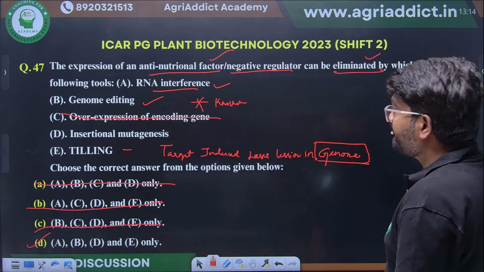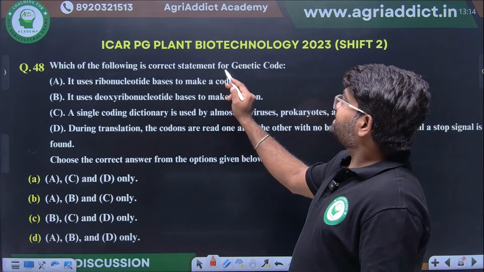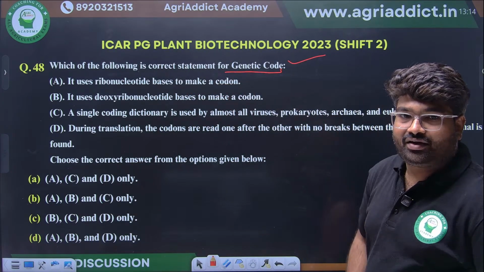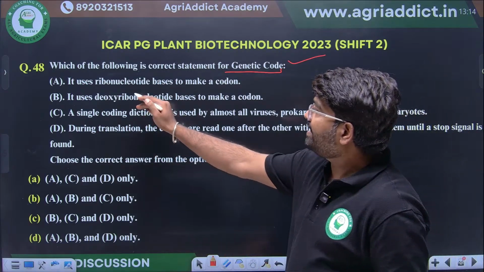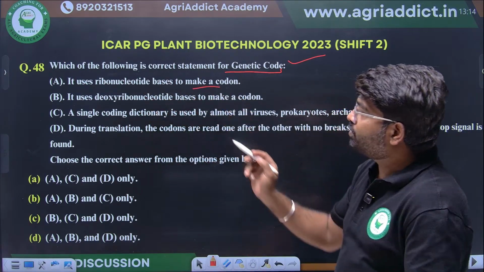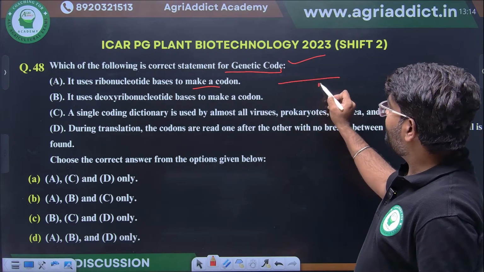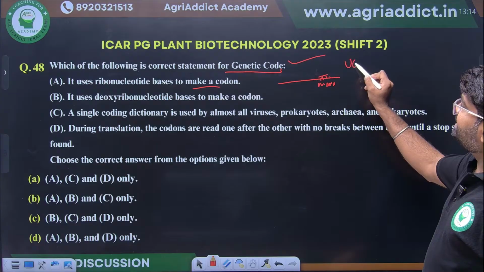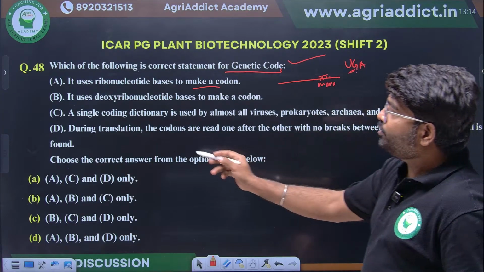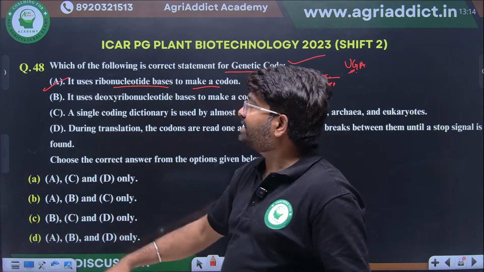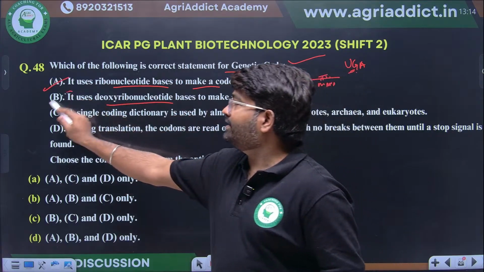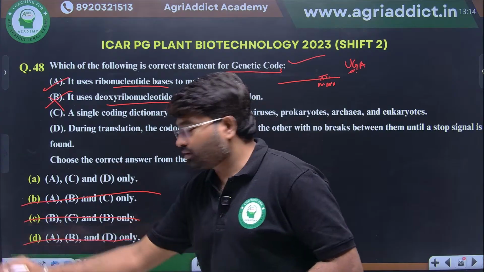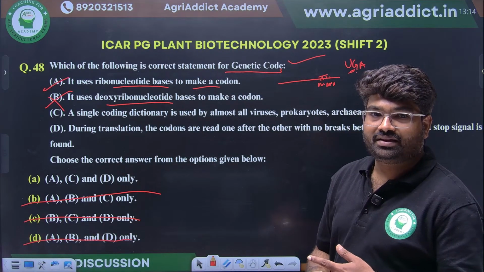Yes, very good. Which of the following is correct for the statement genetic code? They are repeatedly asking one or two questions from this genetic code. Okay, genetic code. It uses ribonucleic bases to make a code. Yes, this will be there in mRNA. Okay, anticodon will be there. If you see AUG the start codon here, ribonucleotide bases only it's using. Yes, this is correct. Deoxyribonucleotide, it will never use. So wherever option B is coming, that will be wrong. Simple way.